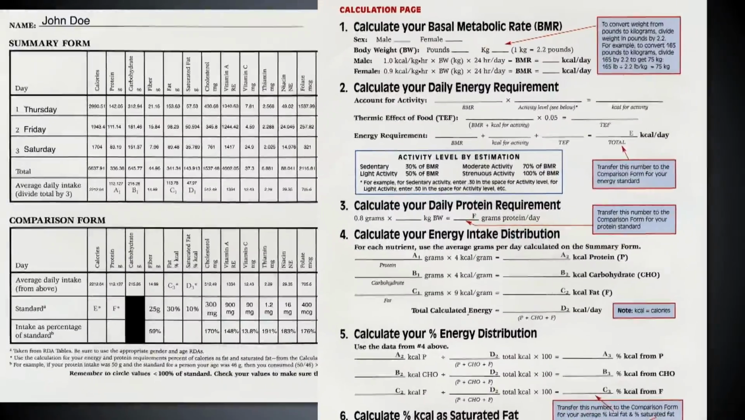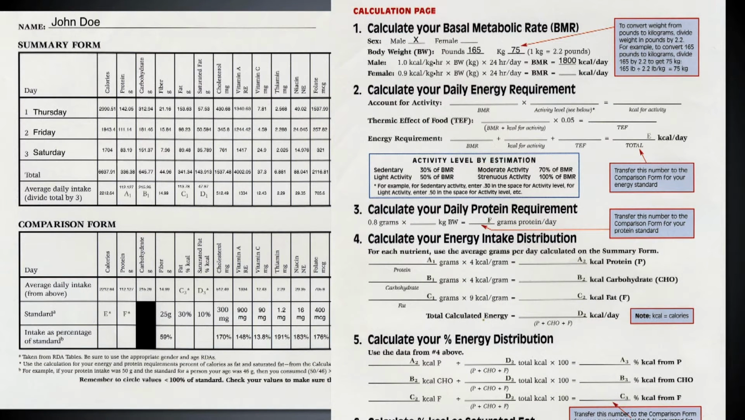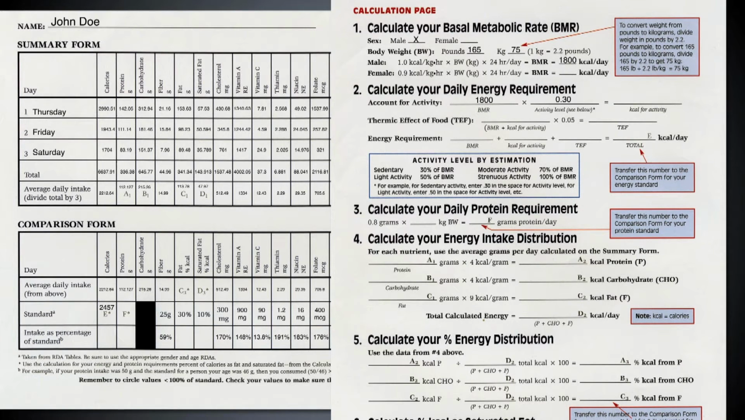First, complete step 1, calculating your basal metabolic rate. Next, calculate your daily energy requirement on step 2. For this step, you will need to know your activity level. Most students have an activity level of sedentary, or 0.30, or light activity, 0.50. That's because they're mostly sitting down in class or studying. If you're an athlete who exercises intensely for 3 hours a day, you would have moderate activity and put 0.70. Remember to transfer E onto your comparison form.